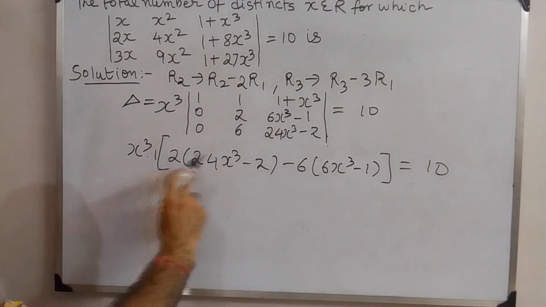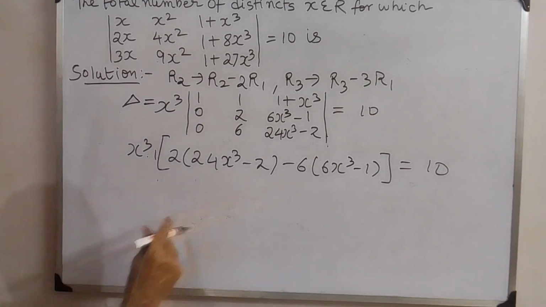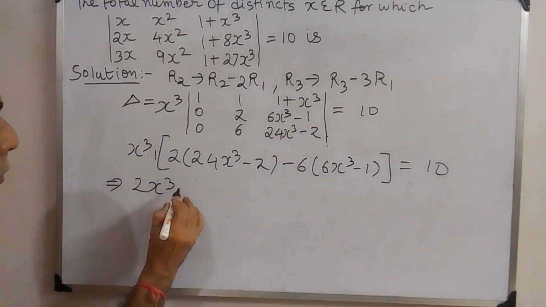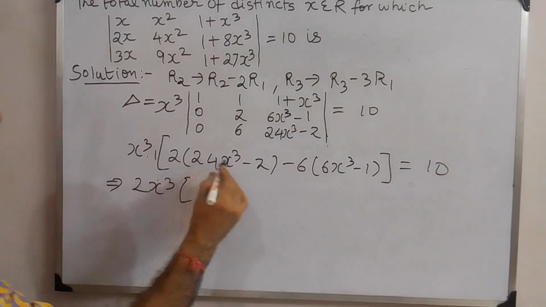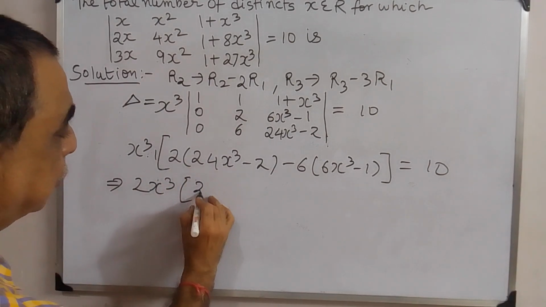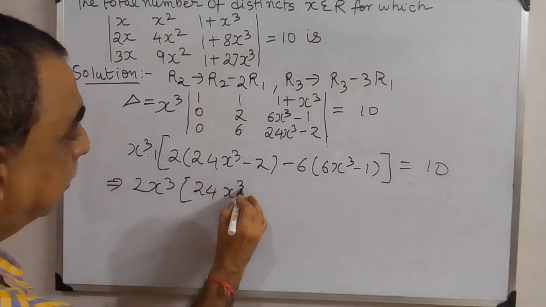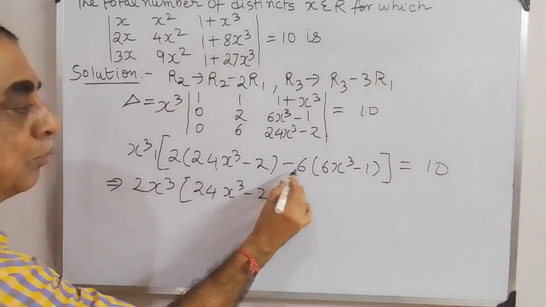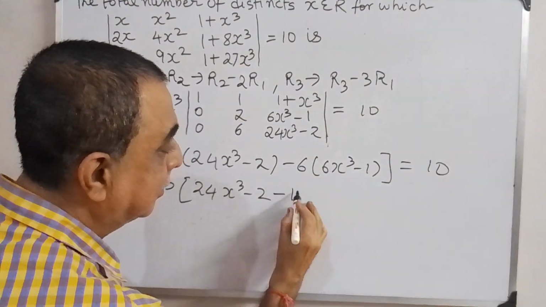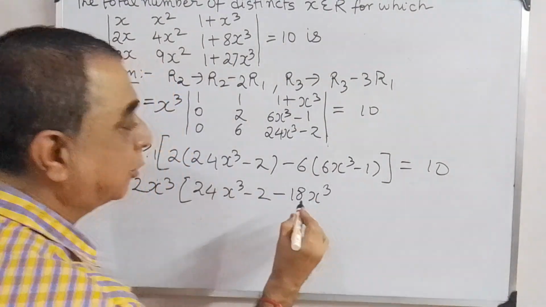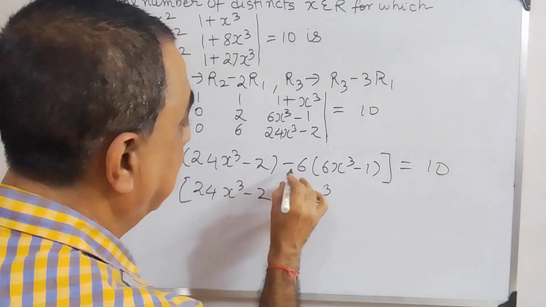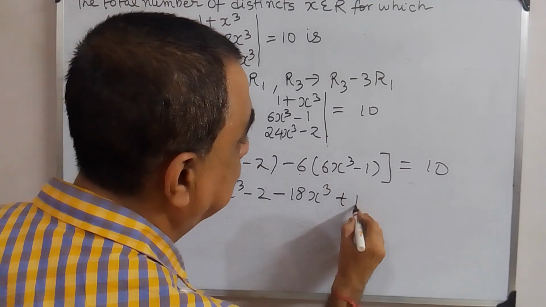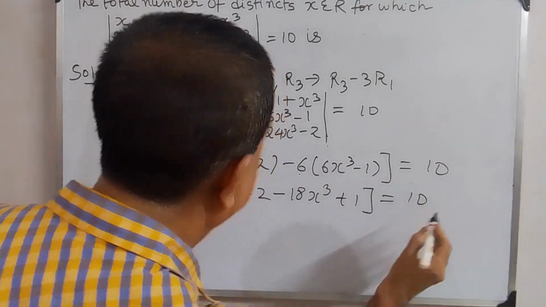Now take 2 common from these two expressions. So this will become 2x cube, and then expand it. So this is 24x cube minus 2, and here with 2 taken out, it is 3. So minus 3 into 6, minus 18x cube, and with 2 taken out, it is minus 3 into minus 1, that is plus 1, equals 10.